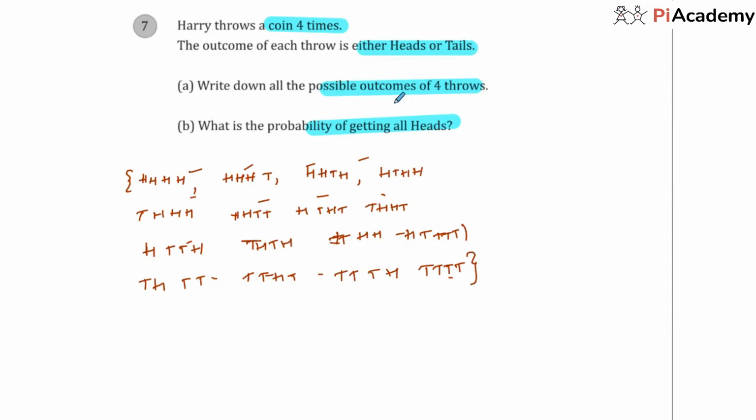Yeah, and then for the second question, I just got 50%. What is your answer? 50%. Right. What is the probability of getting all heads? There is only one, right? All heads is only 1 over 16. Yes, it is. Yes, all heads is 1 over 16. Good. Wonderful.